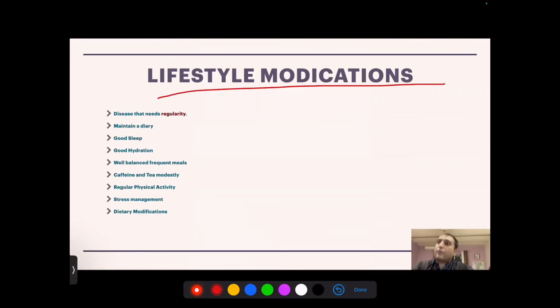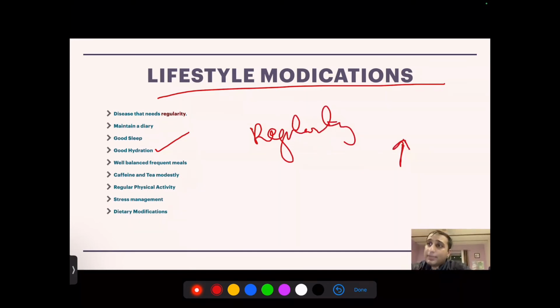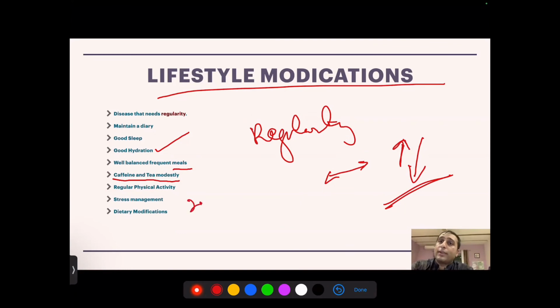There are some lifestyle modifications that help in reducing the number of headaches, and the most important one has been seen to be keeping good hydration and increasing regularity in life. It has been seen that people who sleep excessively on weekends end up having headaches. People who sleep less during the weekdays, the same people have headaches. So if they sleep in a regular pattern or eat in a regular pattern, drink tea and coffee modestly, and have good exercise, 20 to 30 minutes 5 times a week, then the headache number decreases.